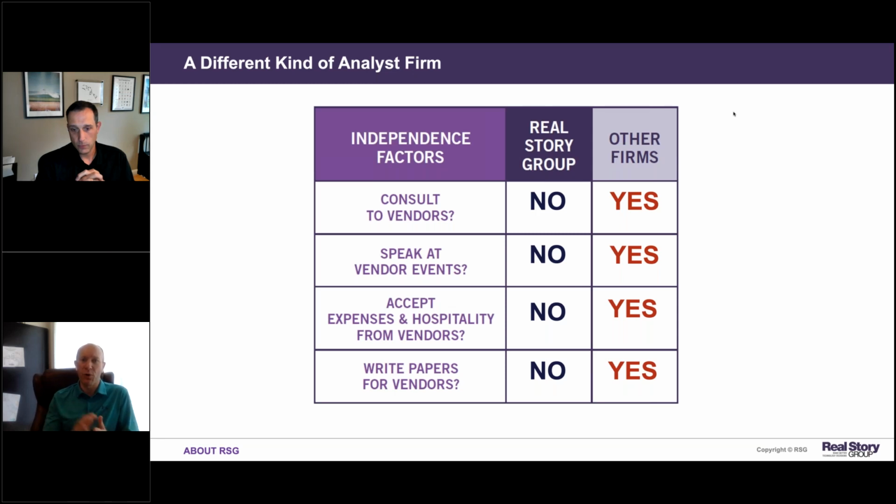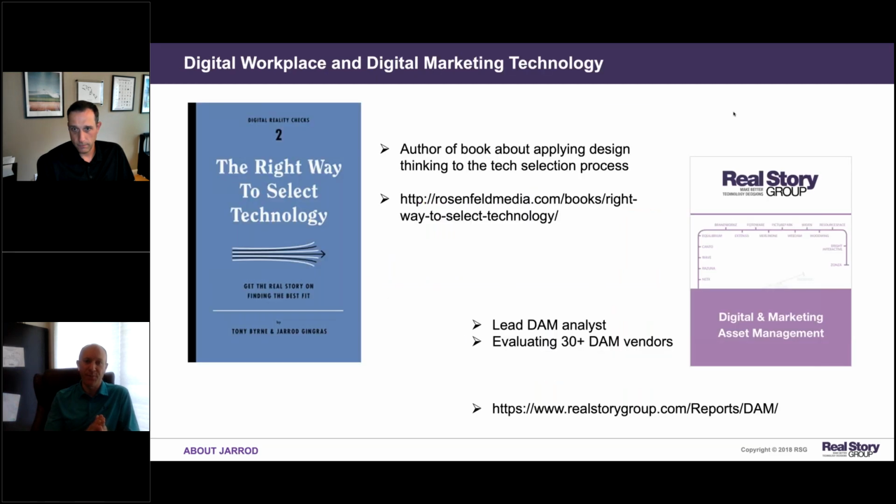What's different about Real Story Group versus traditional analyst firms is the fact that we never work for or advise the vendors we cover in any way. What that means to you as a technology user and buyer is you're going to get a pull no punches approach when we detail what the vendors do well, but sometimes more importantly, what they don't do so well, where they could fall short for you. So, we don't really care which vendor you select. We just want you to pick the one that's going to be the right fit to meet your particular needs. We focus on digital marketing and to a lesser extent, digital workplace technology.